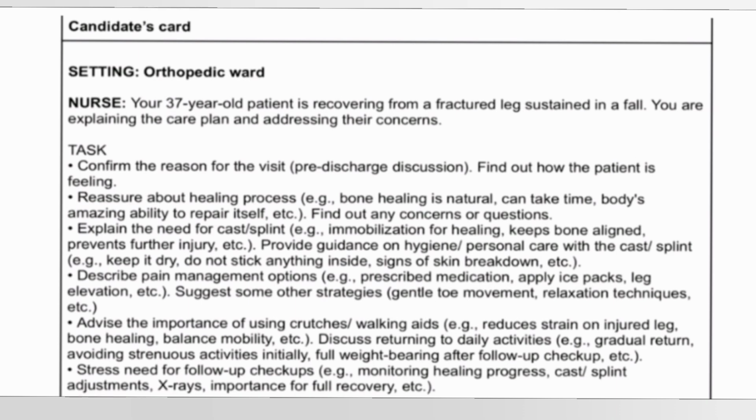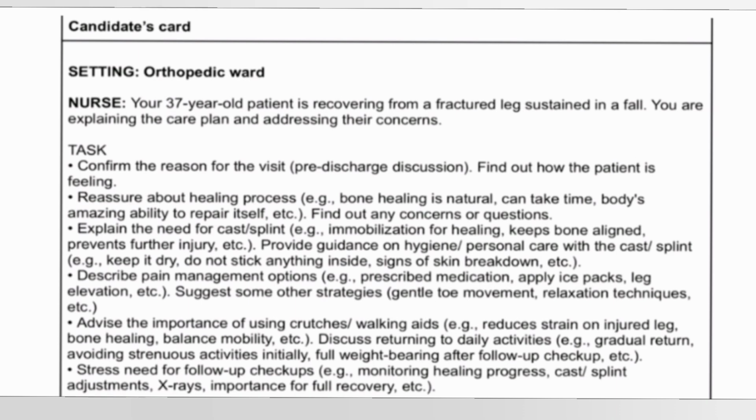Secondly, do not stick anything inside it. It will prevent further infection and also any sign of skin breakdown. You please notify us. So as like this here is mentioned sign of skin breakdown. So it is the responsibility of the patient after discharge, if they have any sign of skin breakdown they will seek the medical help.